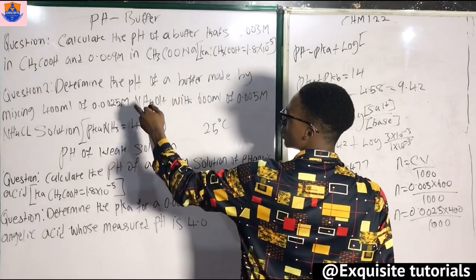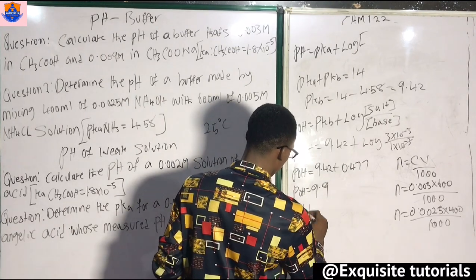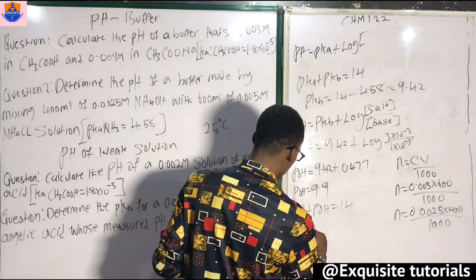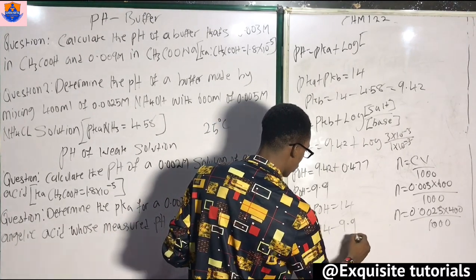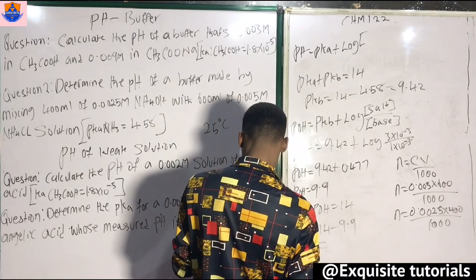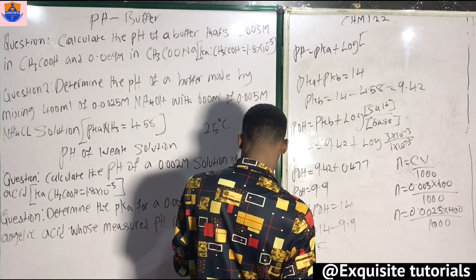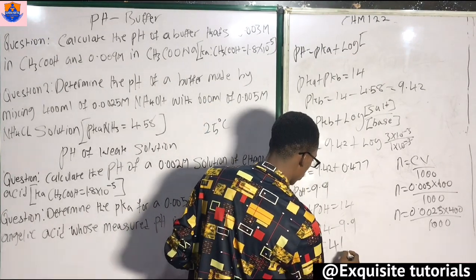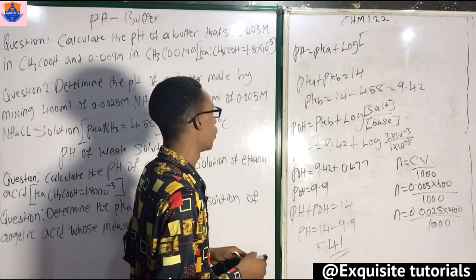Now I said we should determine the pH. So pH plus pOH is equal to 14. Therefore pH is equal to 14 minus 9.9, which will give us 4.1 approximately. And this is the pH value for this question.